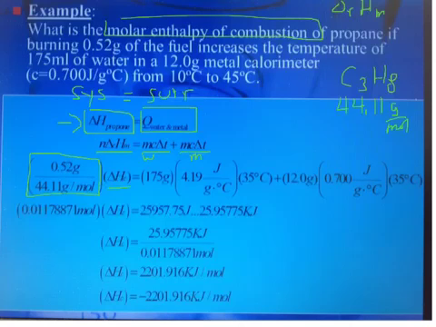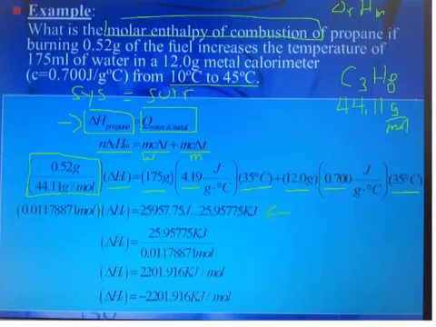We can replace m of water with 175 grams. The specific heat capacity of water is 4.19. And the temperature change went from 10 degrees to 45 degrees, or the change is 35 degrees. The mass of the metal calorimeter is 12 grams, and we're told the specific heat capacity of the calorimeter is 0.7, and the calorimeter also changed in temperature by 35 degrees. Simplifying all the numbers, we have this equation.